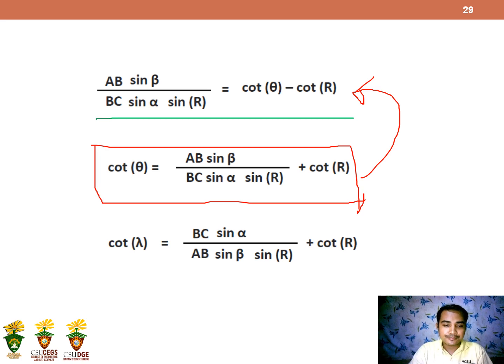Also, we can express this in terms of lambda, using the relationship that r is equal to theta plus lambda. So out from this equation, cotangent lambda is equal to BC sine alpha over AB sine beta sine r plus cotangent r. Again, it is just inverted. I will explain to you later how to memorize it more easily.